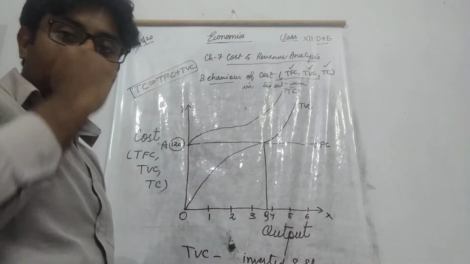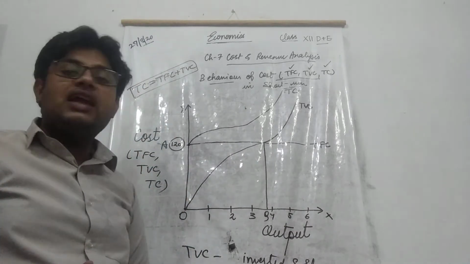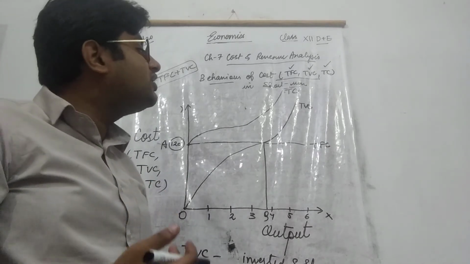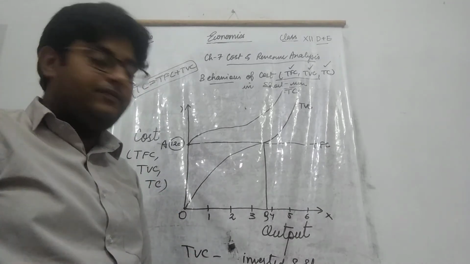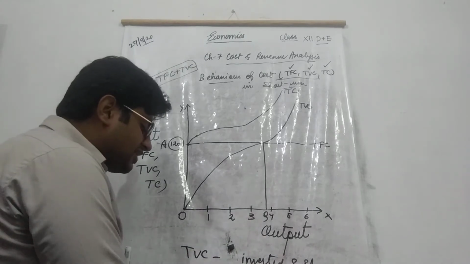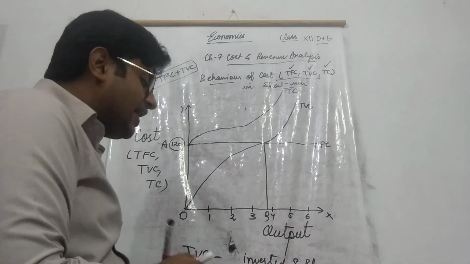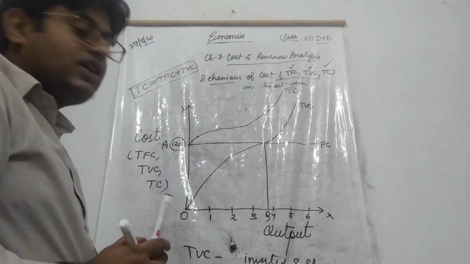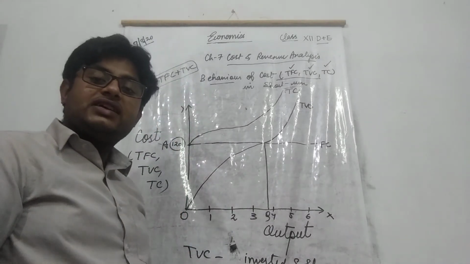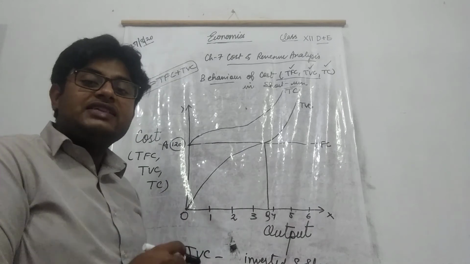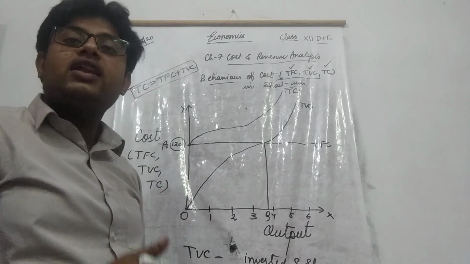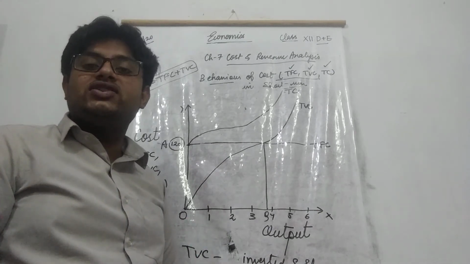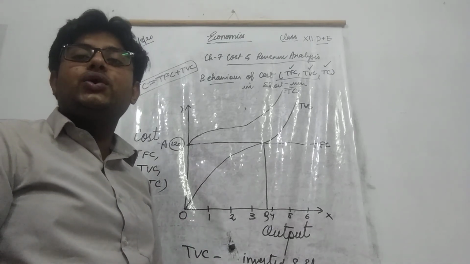That means both TVC and TC are parallel to each other. Or why the shape of both TC and TVC are the same. Your shape of TC is also an inverted S shape. Alright. So the question we now have to discuss is why the shapes of TC and TVC are equal, or why TC and TVC lie parallel to each other. They move parallel to each other.